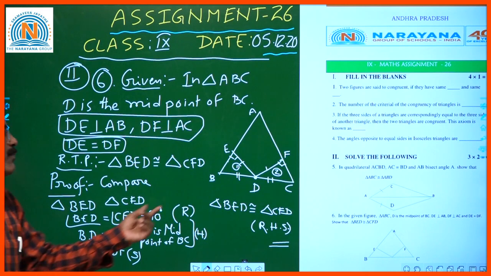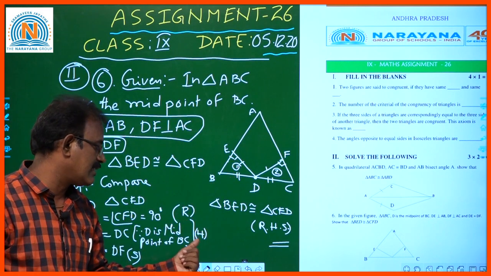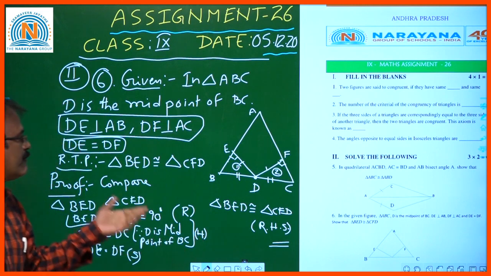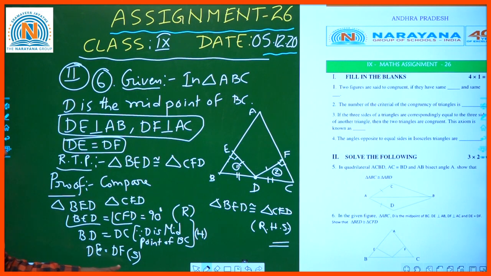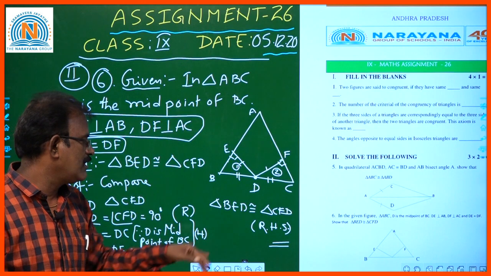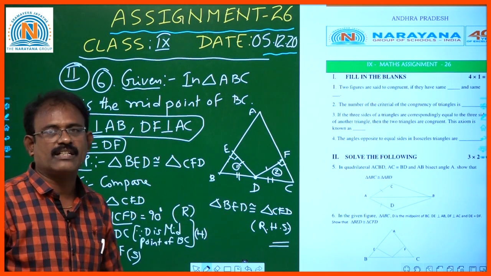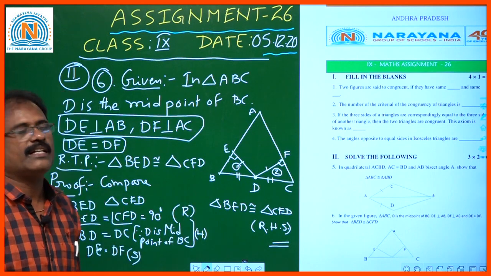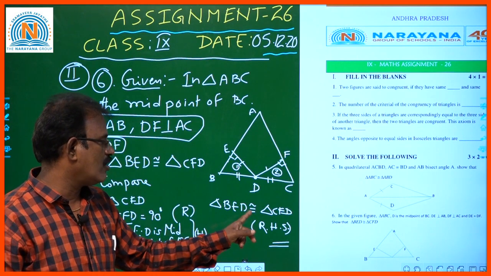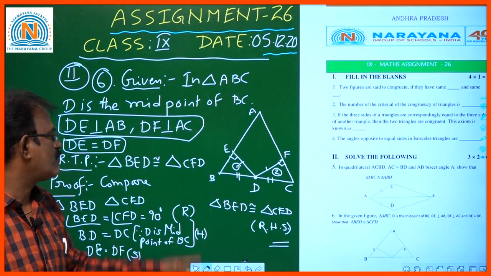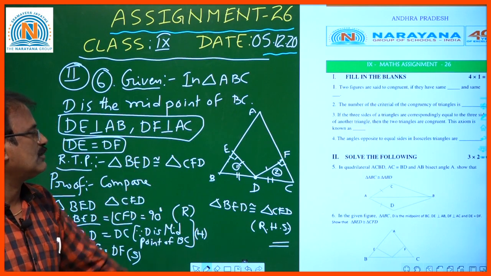This is opposite to 90 degrees, nothing but hypotenuse. And of course, DE is equal to DF. This is also given. So one right angle, one hypotenuse, one side of two different triangles are correspondingly equal. Therefore, they are congruent to each other. This is what we need to prove for this question, children.